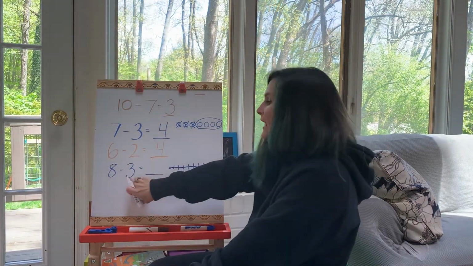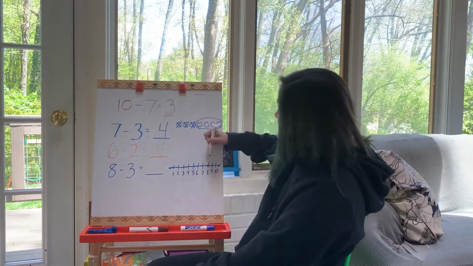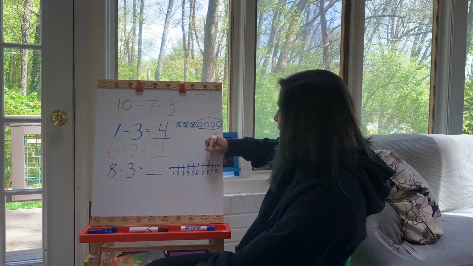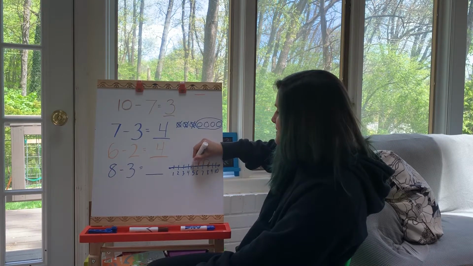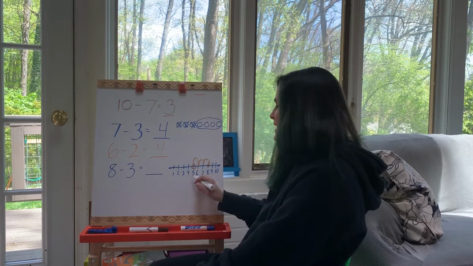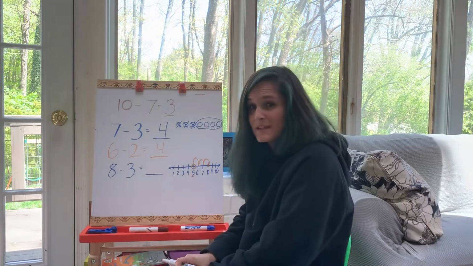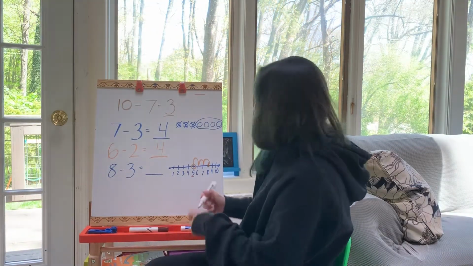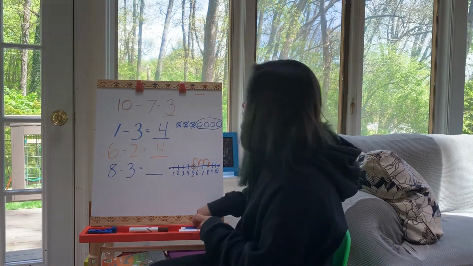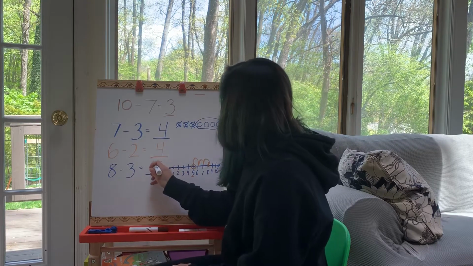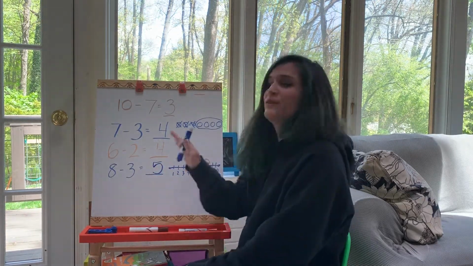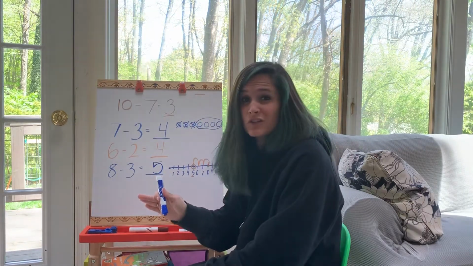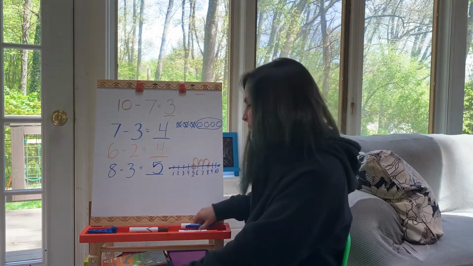And I'm going to go back 3 hops. So I'm going to show you what those hops look like. I go 1 hop, 2 hops, 3 hops, and where I stop, that is my answer, and I stopped on 5. So 8 minus 3 equals 5. So that's another good way and a great way to visualize what your subtraction looks like on the number line.